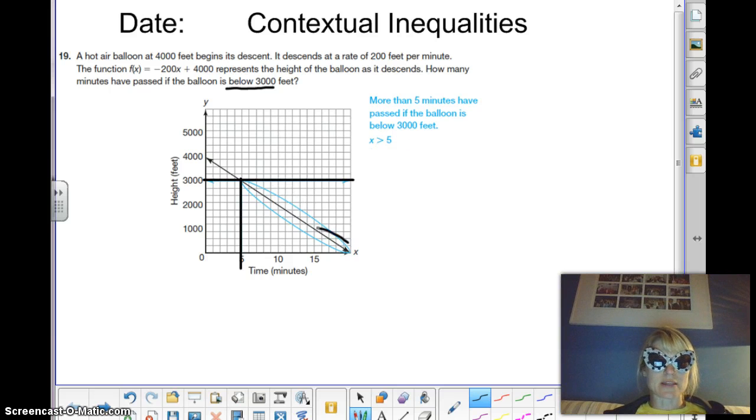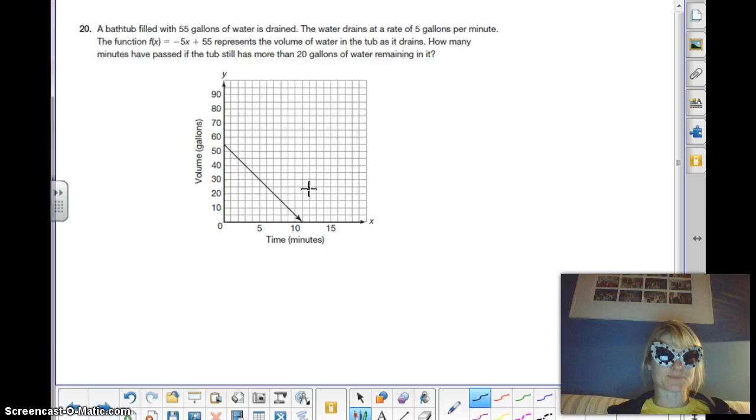The reason why they circled this is because my answer is all in here. How much time has passed when it's below 3,000 feet? At 2,000 feet, we can say it's at 10 minutes, and at 1,000 feet, we can say 15 minutes have passed. So it's asking you for a range, really. And so that's where we come with x is greater than 5. So time is above 5 minutes once it reaches 3,000 feet. Okay, so let's look at another example here.